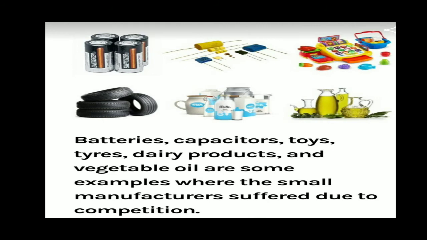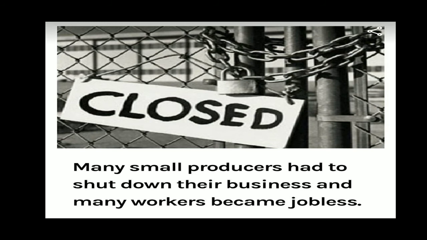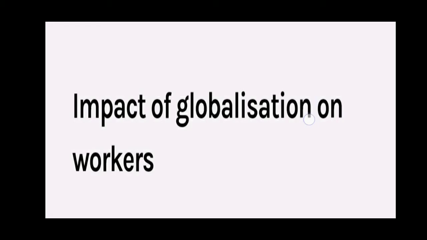Batteries, capacitors, toys, tires, dairy products, and vegetable oil are some examples where the small manufacturers suffered due to competition. Many small producers had to shut down their business and many workers became jobless. So these were the negative impacts of globalization on small producers.